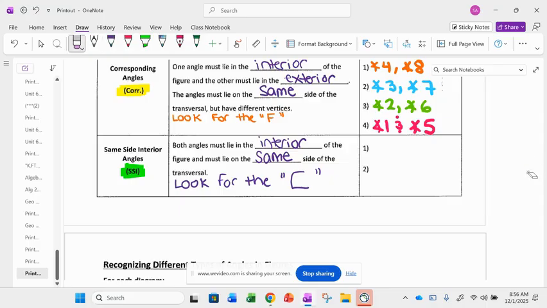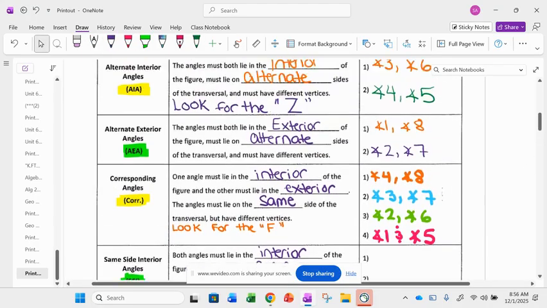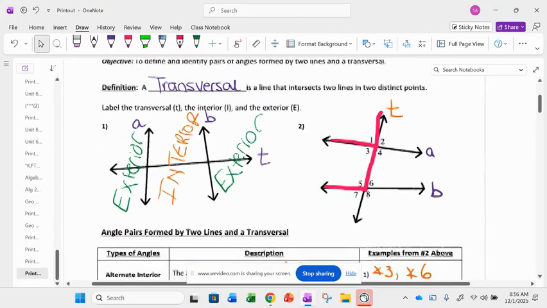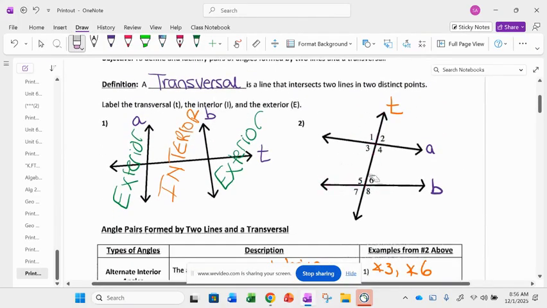Okay. So back to our diagram. So first, let's think about it. Interior, same side. Just by the name interior, same side, I think we could figure out the angles. So we want the interior. Do we agree that brings us down to 3, 4, 5, 6? But then we want them on the same side of the transversal. So that would make 3 and 5 a pair because they're interior, same side. And then what else would be a different pair?